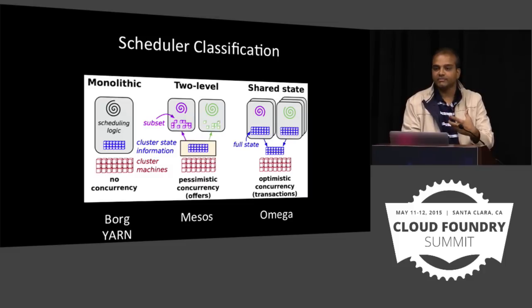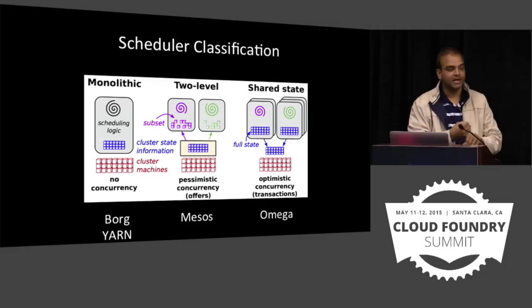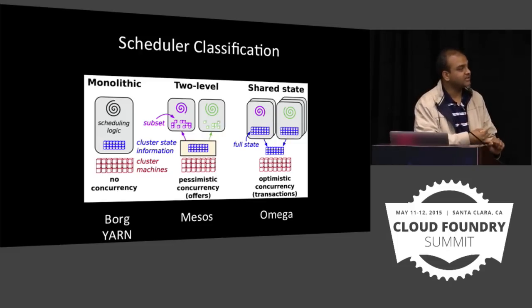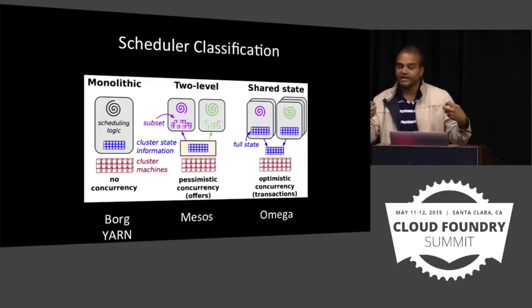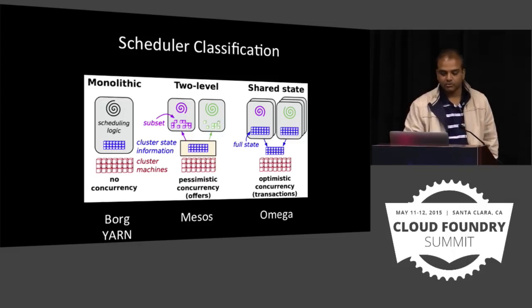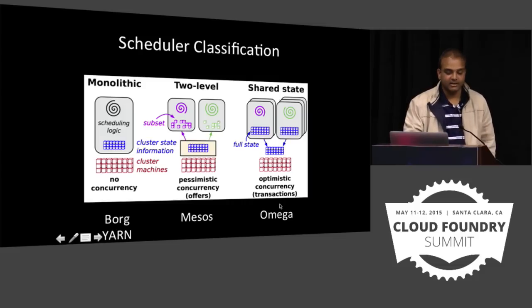Borg served Google well, but over the years they found that centralized scheduling is not ideal for them. As their devs created more and more frameworks across a range of dev paradigms, like MapReduce being one and graph processing being the other, they wanted to find a way in which they could decouple that in some fashion. So they went ahead and created what is called Omega, which is a shared state scheduler, which I'll get to in a second, but let me explain what Mesos is before that, right?